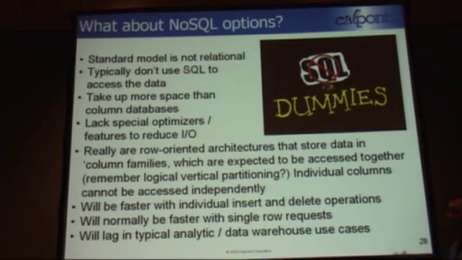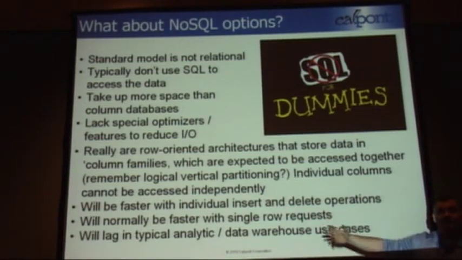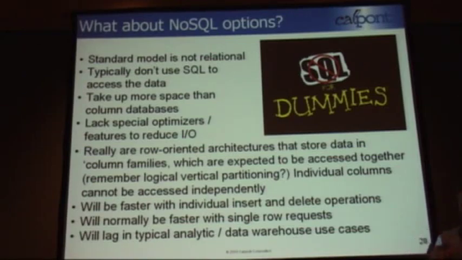They're more like column families, where you've got a subset of columns, if you will, and they all are still accessed together. So remember when we talked about vertical partitioning? It's the same type of thing. It really is at that layer. So you can't access those columns individually like you can in a column database. It's more like vertical partitioning.